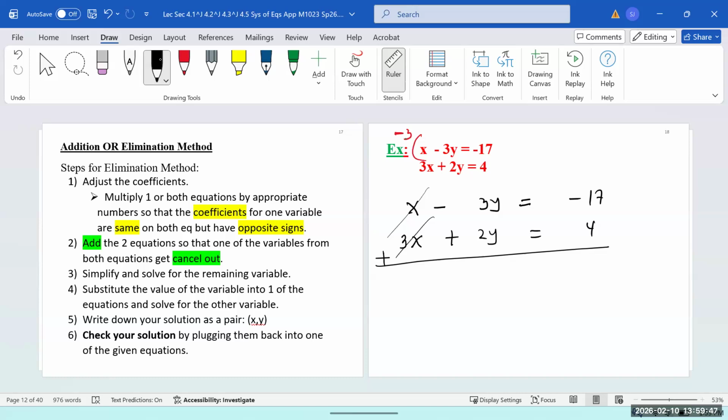Right now, can you cancel them out? No, because you're going to get 4 if you add. What can you put here in front of x so that when you add, they cancel out? Negative 3. But here is the catch.